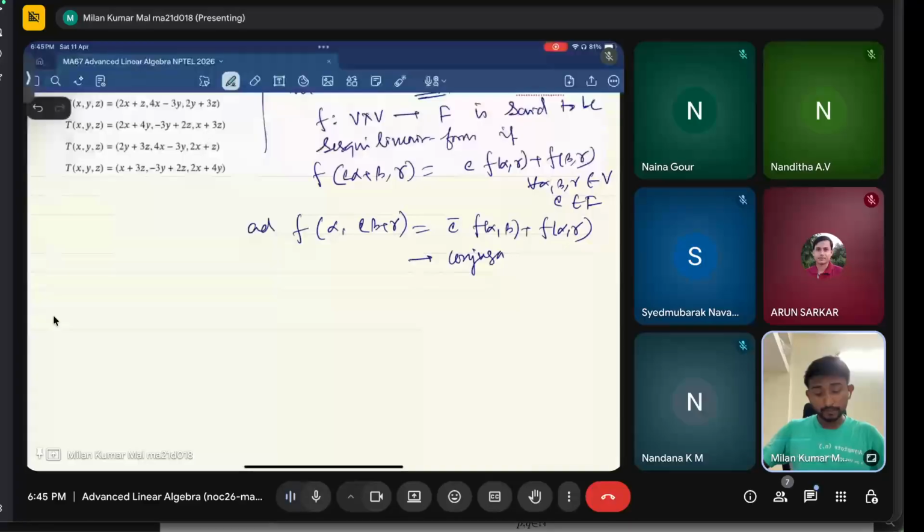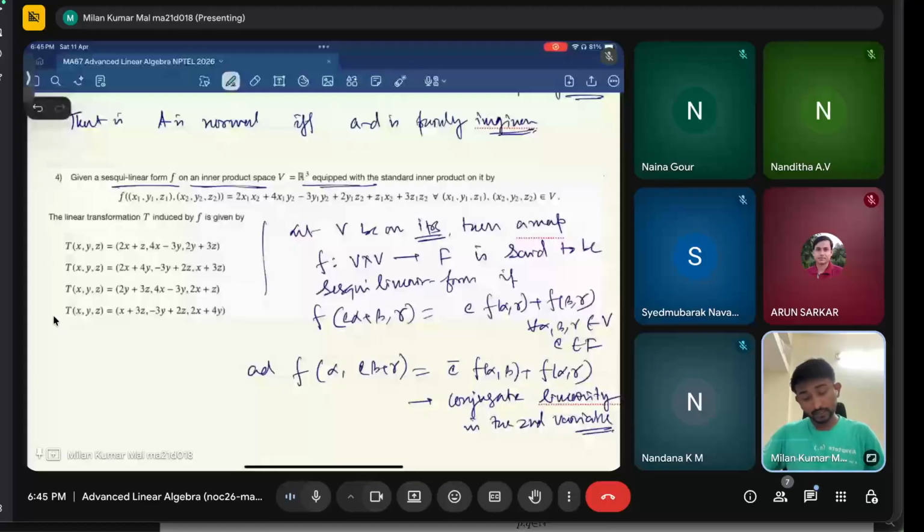But if the vector space V is over the reals, then this sesqui-linear form on the inner product space V equal to R3, that doesn't matter, is actually bilinear. Linear in the first and linear in the second. Because here V is the vector space R3, and I believe here the inner product is considered over the real field itself.